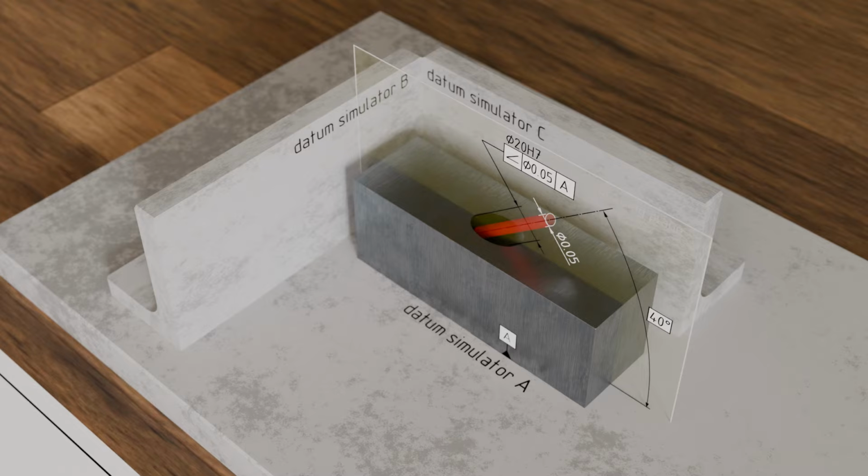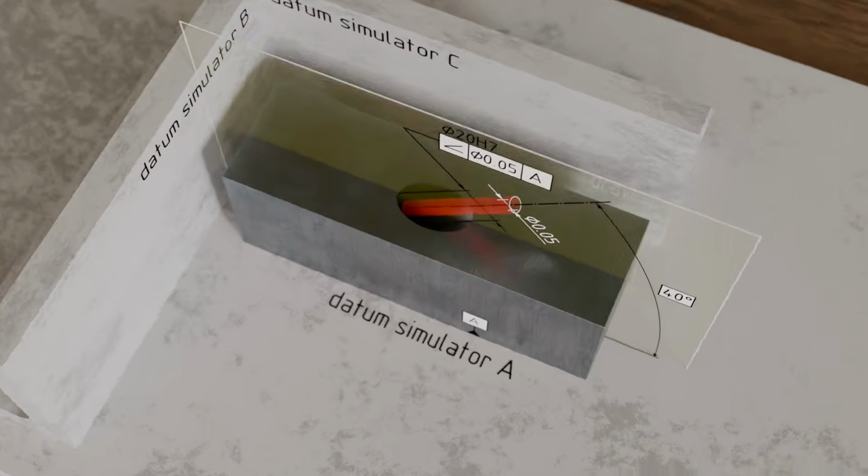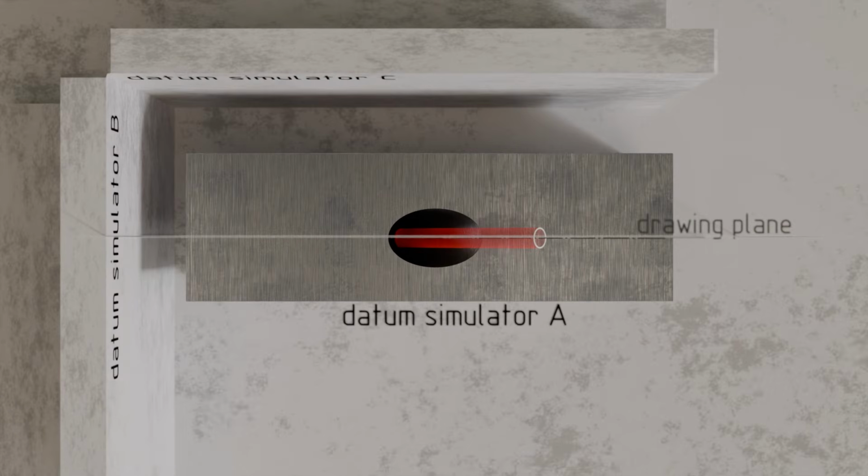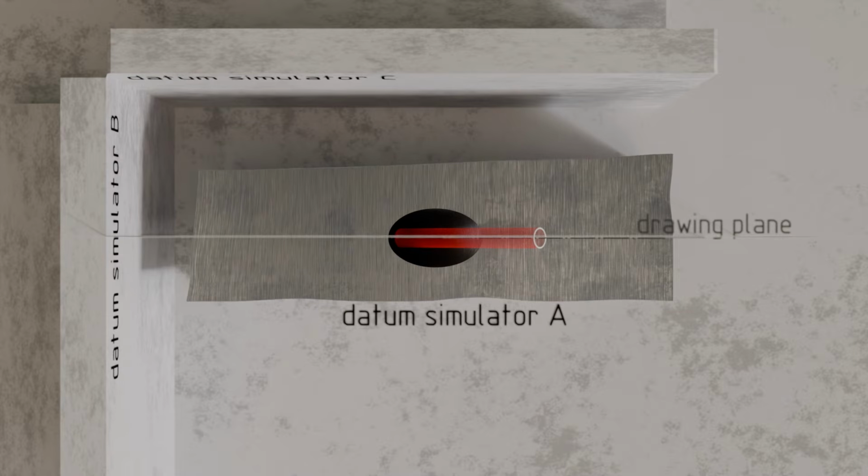That means the top and bottom surfaces are parallel to datum simulator A, the side surfaces are parallel to datum simulator B, and the front and rear surfaces are parallel to datum simulator C. In reality, however, the surfaces of our part are neither flat nor perpendicular to each other. The animation illustrates an exaggerated example of a possible actual part geometry. It now makes a difference whether we align the left side surface of the part to datum simulator B or the rear surface to datum simulator C.